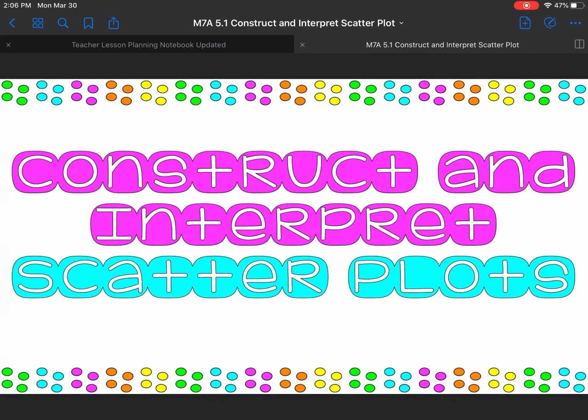I'm so excited that we're getting back into new lessons. And we're going to go ahead and jump into topic 5, which is talking about bivariate data. So, we're going to go ahead and start our first lesson in that with constructing and interpreting scatter plots.